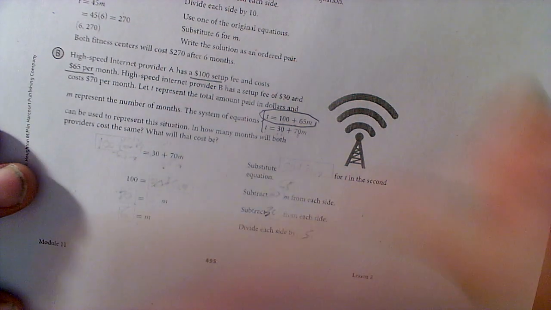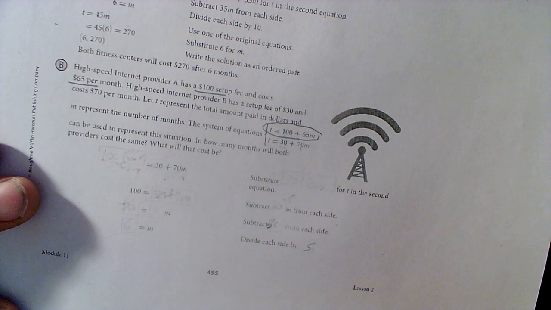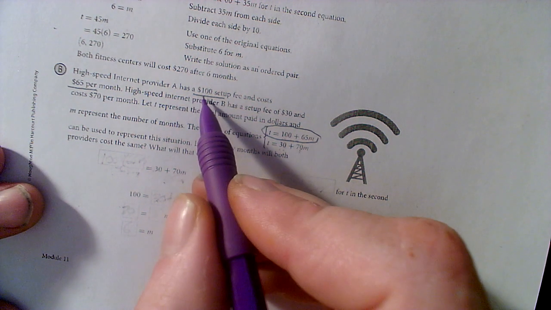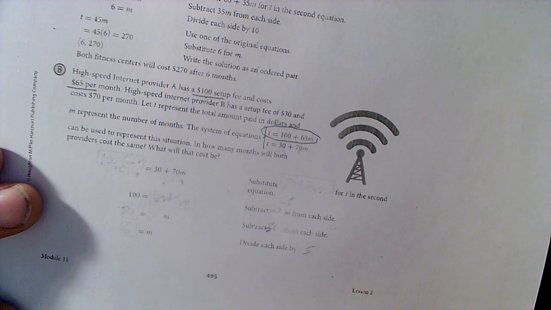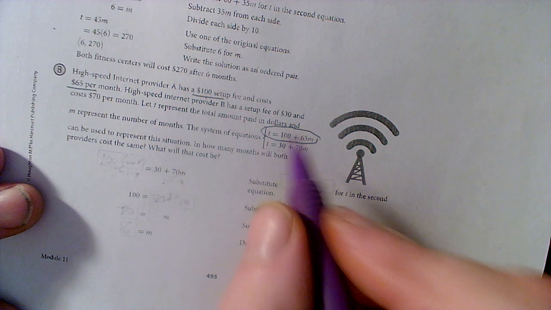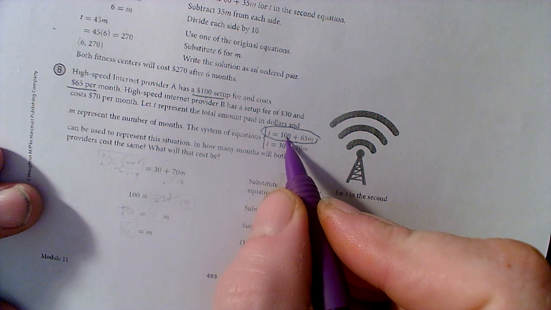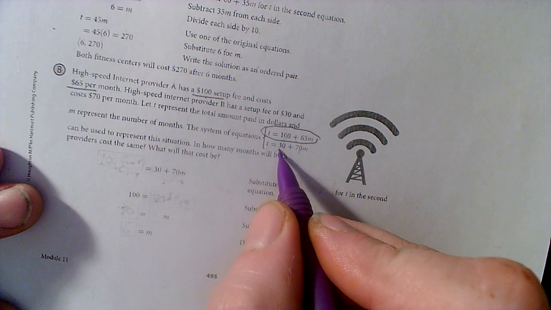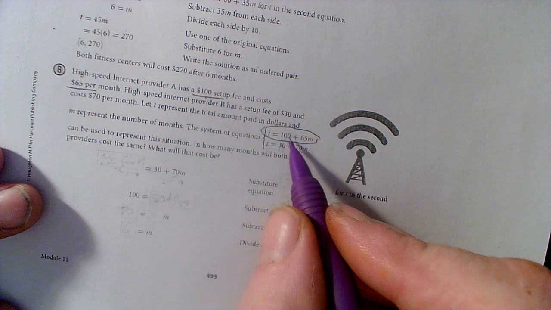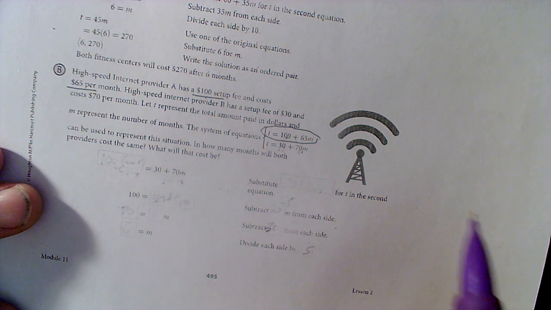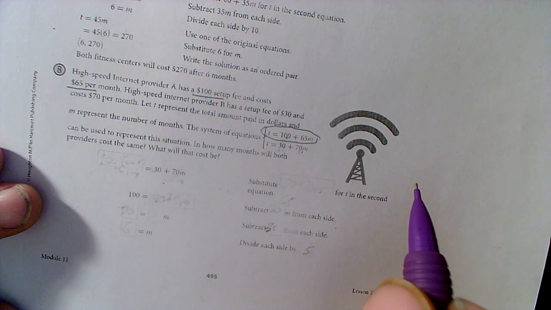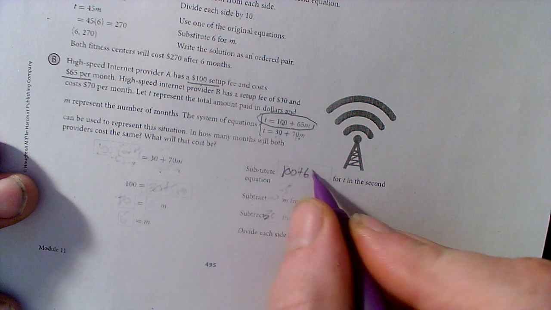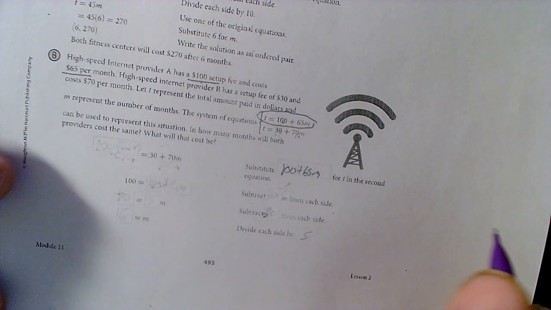Alright, so I'm going to go through and we're going to show you how this is done on a word problem. This one talks about high-speed internet providers. Alright, A has a $100 setup fee and costs $65 a month. And we can see that is right there. Okay. You have an option to go with provider B that costs you $30 to set up and $70 a month. So one costs more to set up, one costs more in a month. Alright. So what if we substituted this first term, 100 plus 65m, for t in the second term?